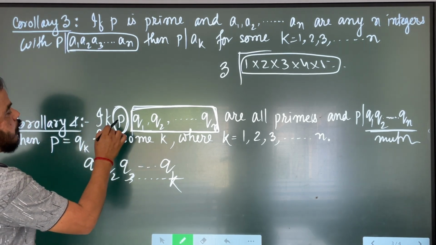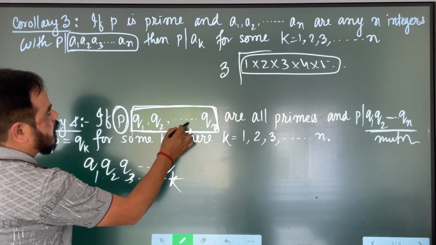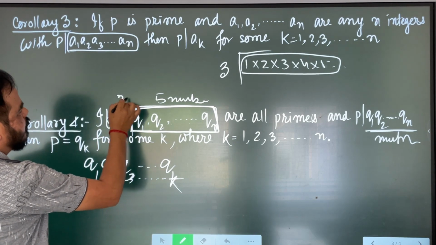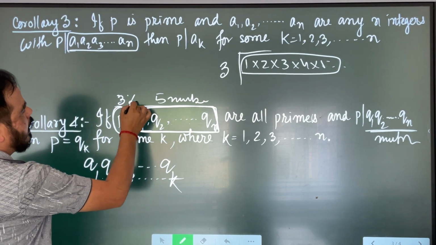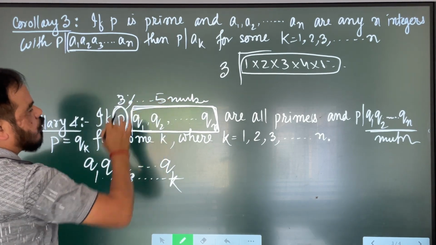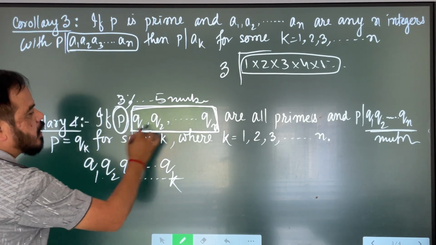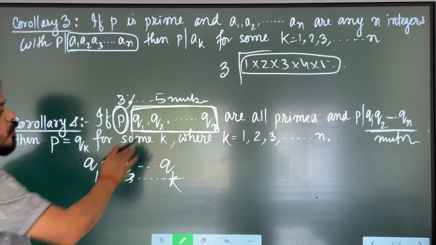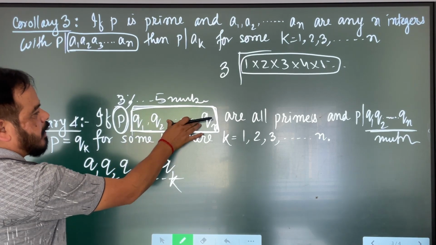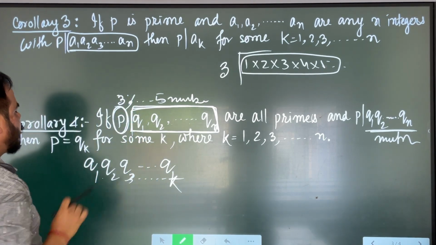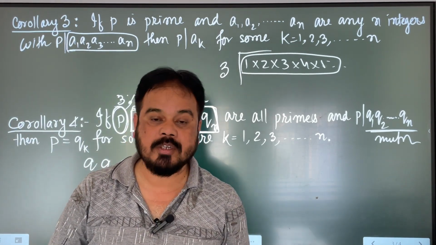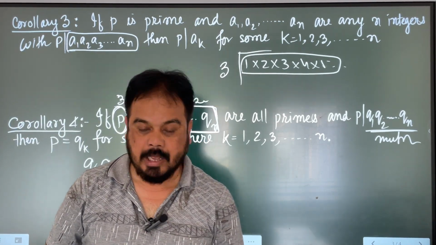Suppose 5 numbers are there, and P is 3. Any 5 numbers are there. So by 3, all this multiplication will be divisible because these are all prime numbers. This is a prime number surely, these are also prime numbers. Multiplication of these will be divisible by 3. Then P equals Qk. This is corollary number 4. This will be applicable in different sums of the exercise.